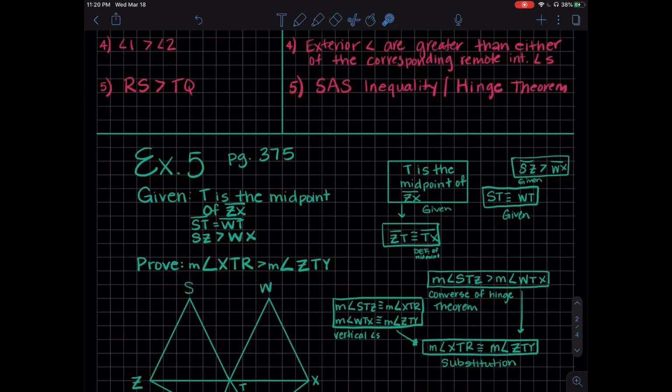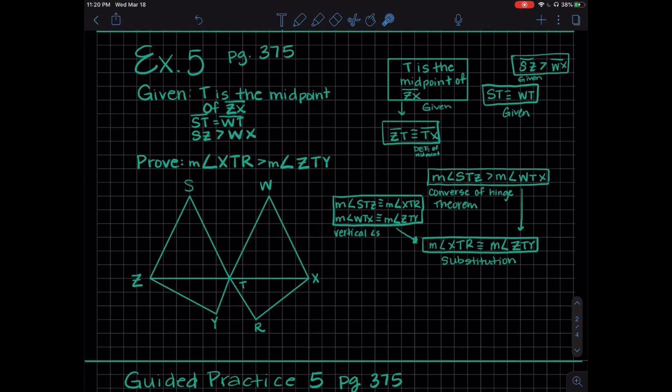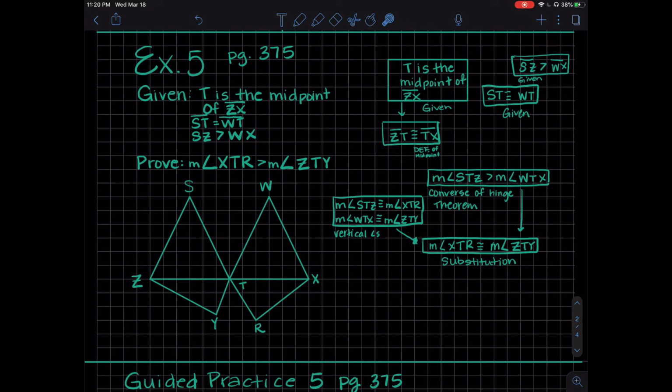All right, let's move to example 5. This is on page 375. We're given T as the midpoint of ZX, ST is congruent to WT, SZ is greater than WX. And then we want to prove that the measure of XTR is greater than the measure of ZTY. And then we've got this, call it Imperial Darth Vader ship looking thing.